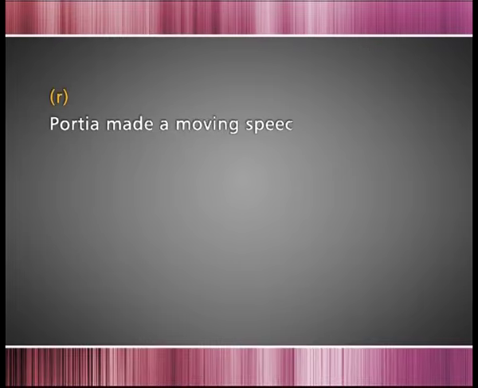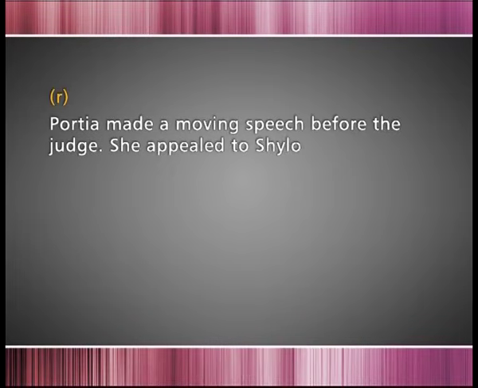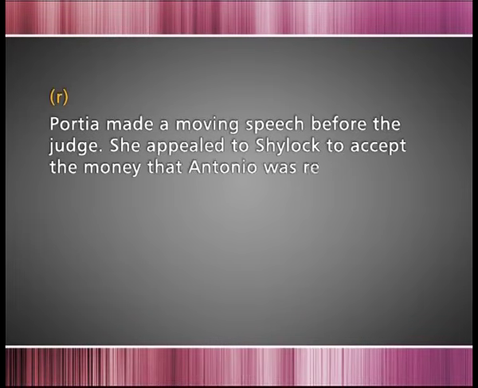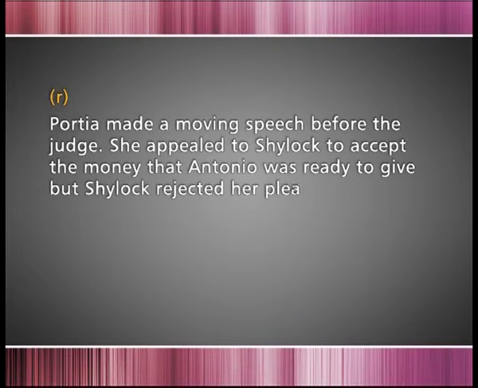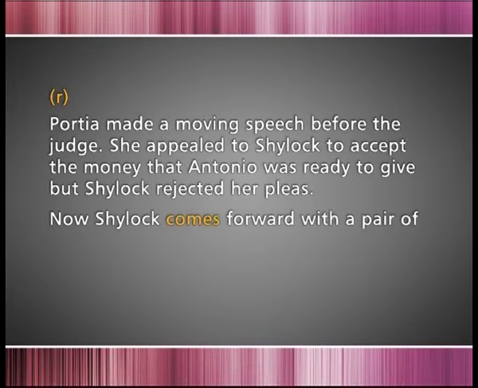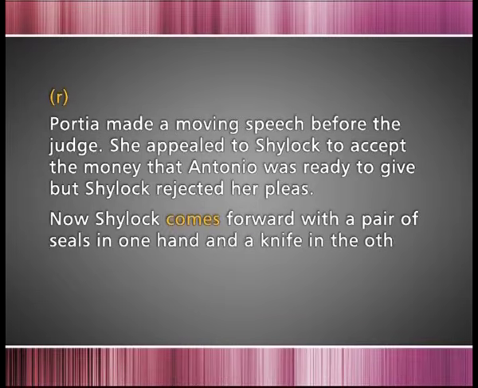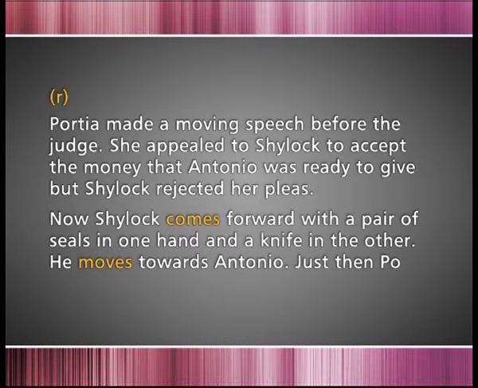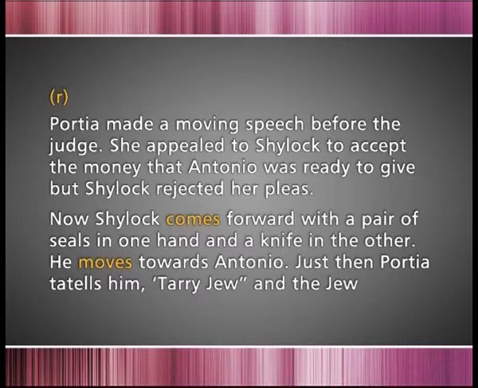R. Portia made a moving speech before the judge. She appealed to Shylock to accept the money that Antonio was ready to give, but Shylock rejected her pleas. Now Shylock comes forward with a pair of scales in one hand and a knife in the other. He moves towards Antonio. Just then Portia tells him, "Tarry Jew," and the Jew stops. The present tense in the last 3 sentences describes a past event in a vivid and dramatic manner. When used in this way, the tense is called the historic present.